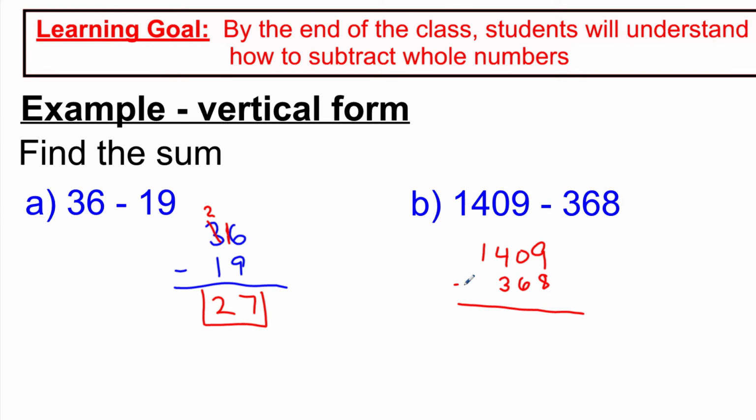Okay, so this is subtraction, so I'm going to put the subtraction symbol out here to the left. 9 minus 8 is 1. Okay, 0 minus 6, that's bad, so I'm going to come here and turn this into a 3, and that now makes my digit here a 10. 10 minus 6 is 4. 3 minus 3 is 0, and 1 doesn't have anything to combine with, so I'm going to bring it down. So it looks like 1409 minus 368 is 1041.